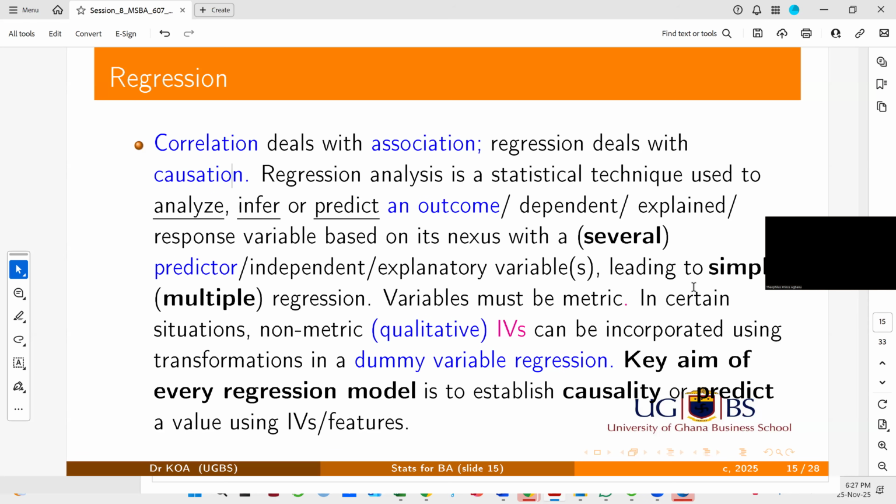And regression can be simple regression or multiple regression. Who can tell me the difference between a simple regression and a multiple regression?